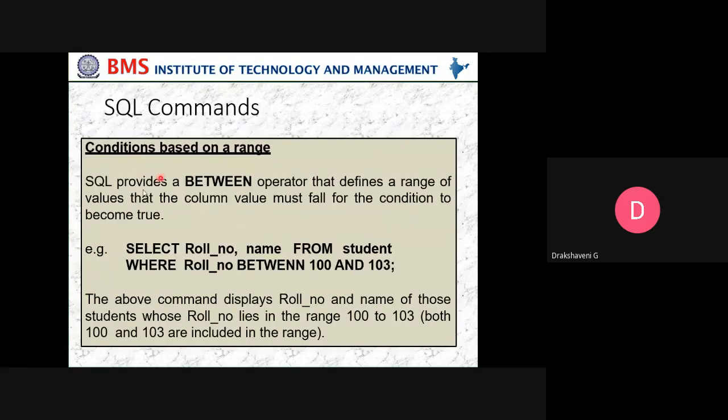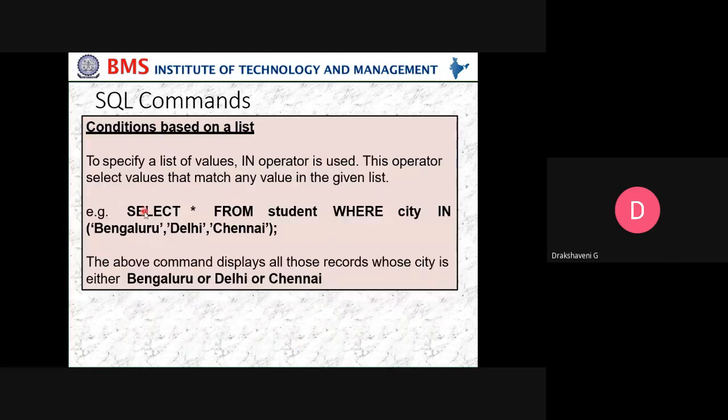Conditions based on the range. SQL provides a BETWEEN operator that defines a range of values that the column value must fall in for the condition to become true. SELECT roll number, name FROM student WHERE roll number BETWEEN 100 AND 103. The above command displays roll number and name of those students whose roll number lies in the range 100 to 103. Both 100 and 103 are included in the range.